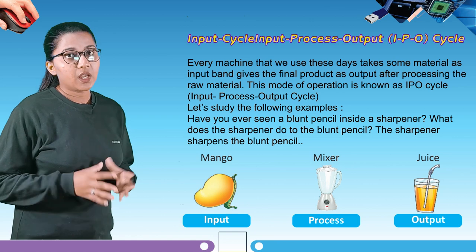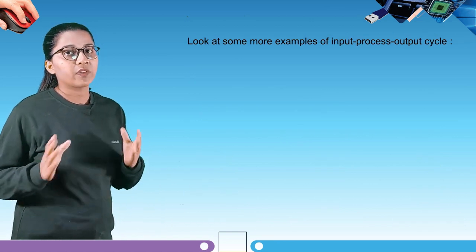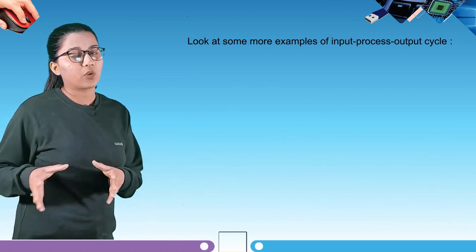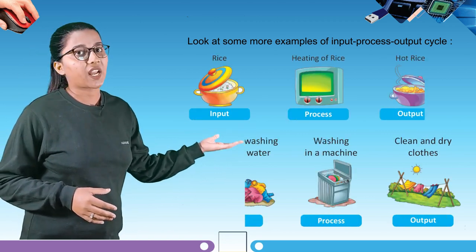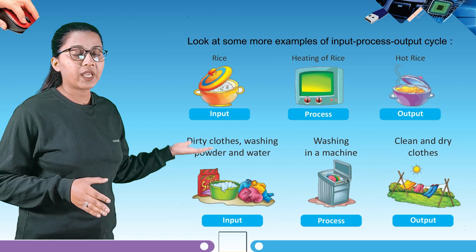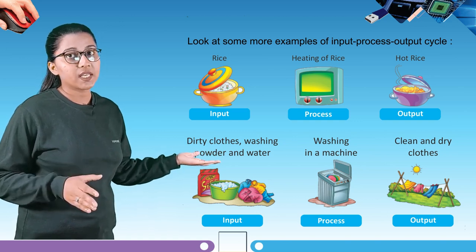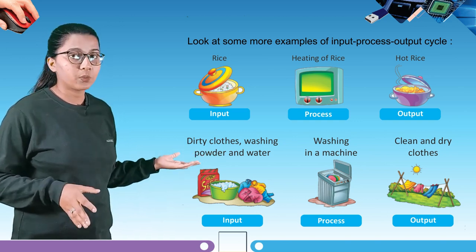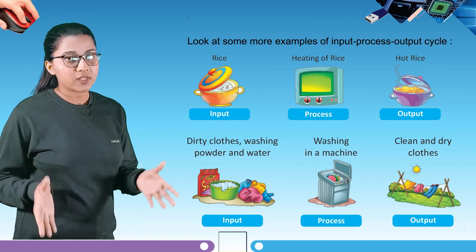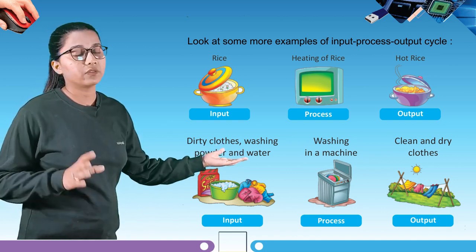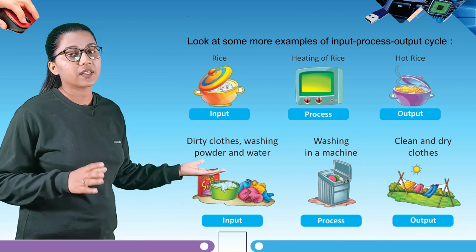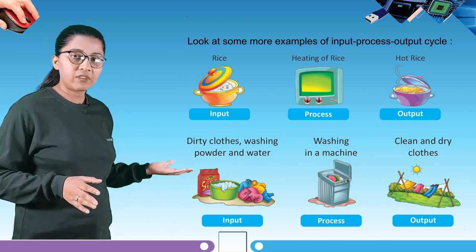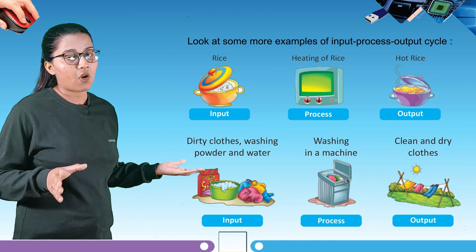So students, look at some more examples of input, process, output cycle. So students, here you can see a picture of a rice as input, microwave oven as a process, and a hot rice as an output. So students, what is the process? First we have raw rice, then we cooked it in a microwave, that is our process, and then we have our final product as a hot rice.